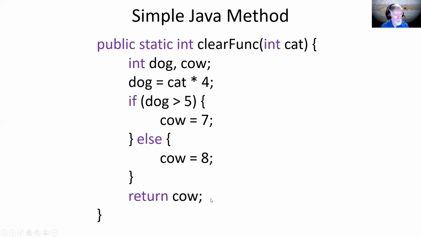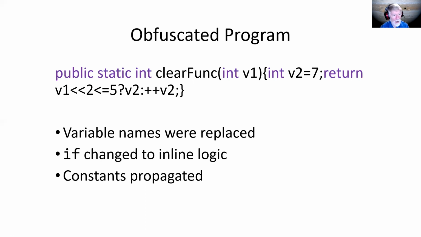First couple weeks of freshman programming. That's it. Here's the same function. Actually, it runs the same way, but it isn't nearly as understandable. We still have a public static for it, the same method. All the variables we had, my favorite dogs and cats and cows, were all changed to variable names like V1, V2. We even lost V3.